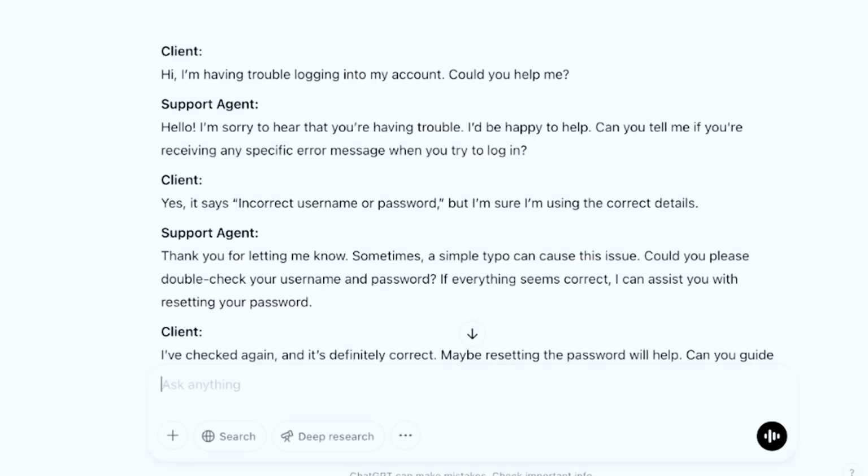You can ask it to practice with you. So you are one party and chat is another. So let's take a look. Client: I'm having trouble logging into my account. Could you help me? So just reading it out loud is helpful, right?